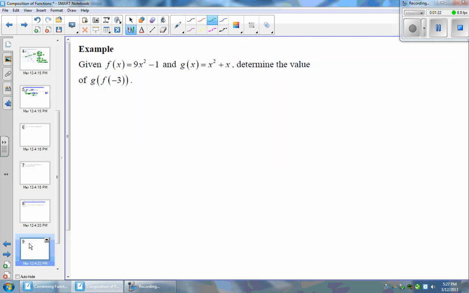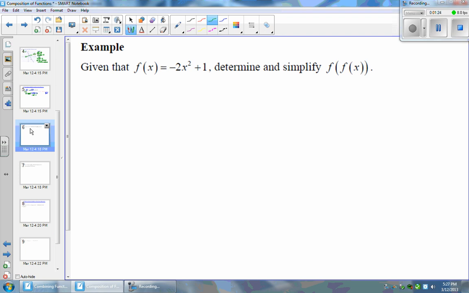So here we go. Oh, sorry, not that slide. So here, f of x is equal to negative 2x squared plus 1. What we want to do here is determine and simplify the composition of f of f of x. So this one's a little bit of an odd one, but it's okay. Carry out the same procedure as last time. You're going to take that f function and you're going to put it into essentially itself.